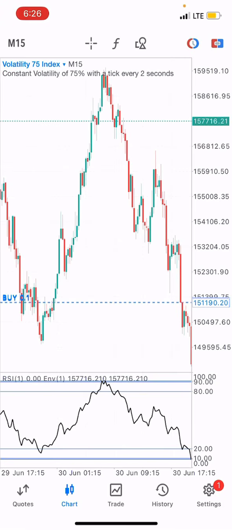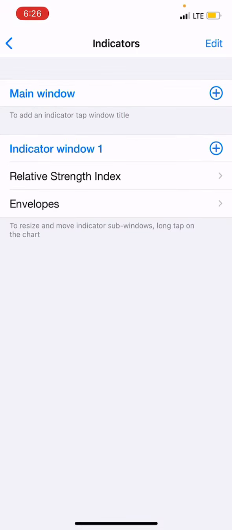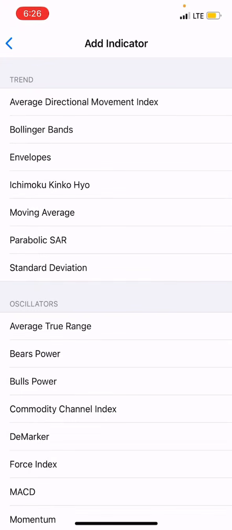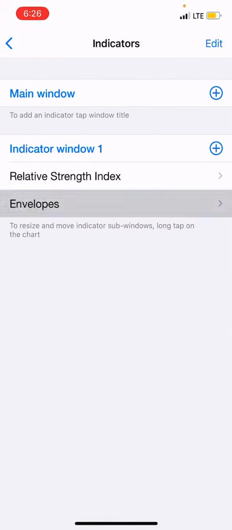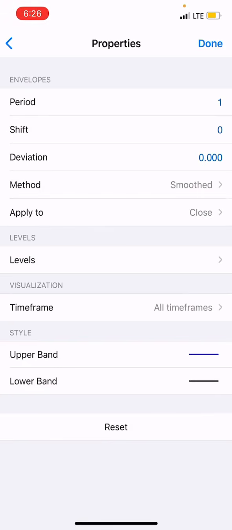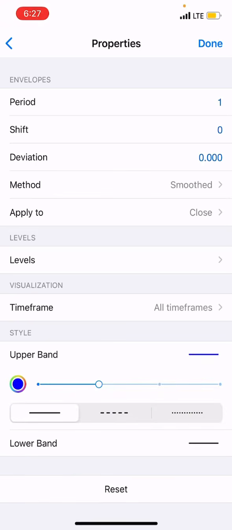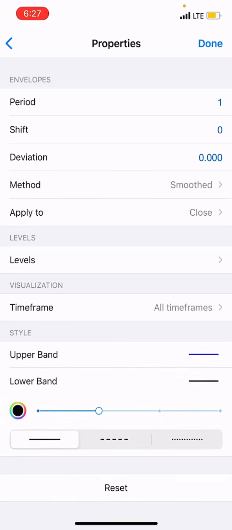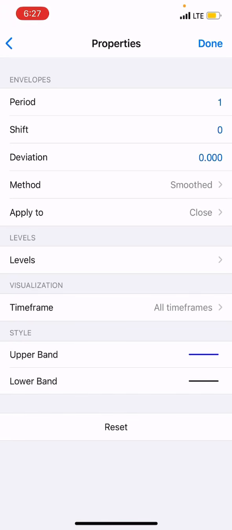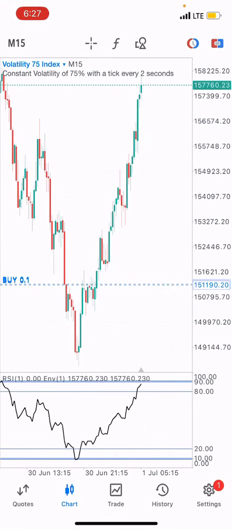Then for the second indicator, which is the envelope, under indicator window 1, go and search for envelope. This is it, the third indicator here. Click on it. The period is 1 also. Shift is 0. Deviation is 0.000. Method is muted. Then apply to close. After doing that, the upper band should be blue, and then the lower band should be black or any color of your choice. Then you click on done, and this is what you should have on your screen, guys.